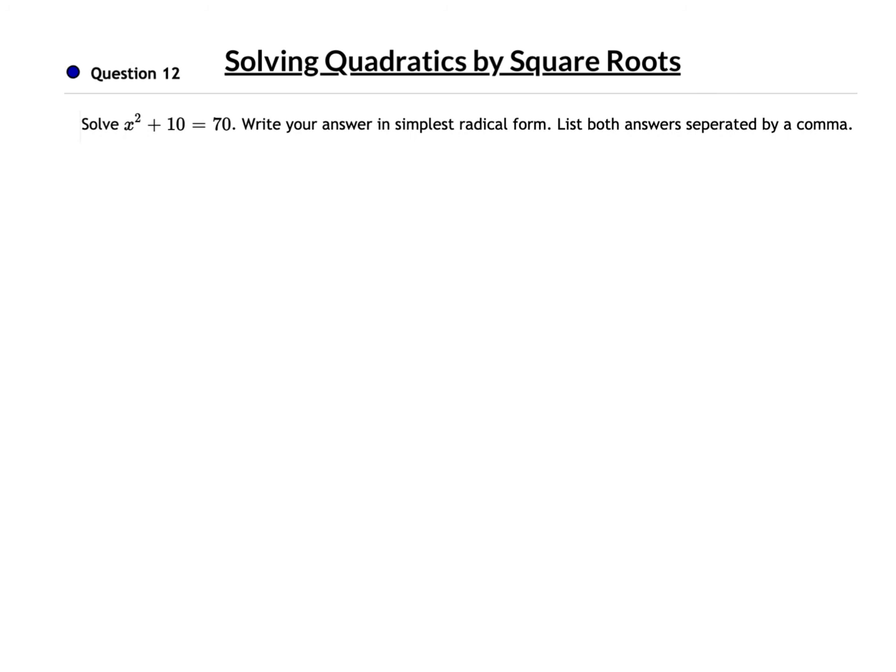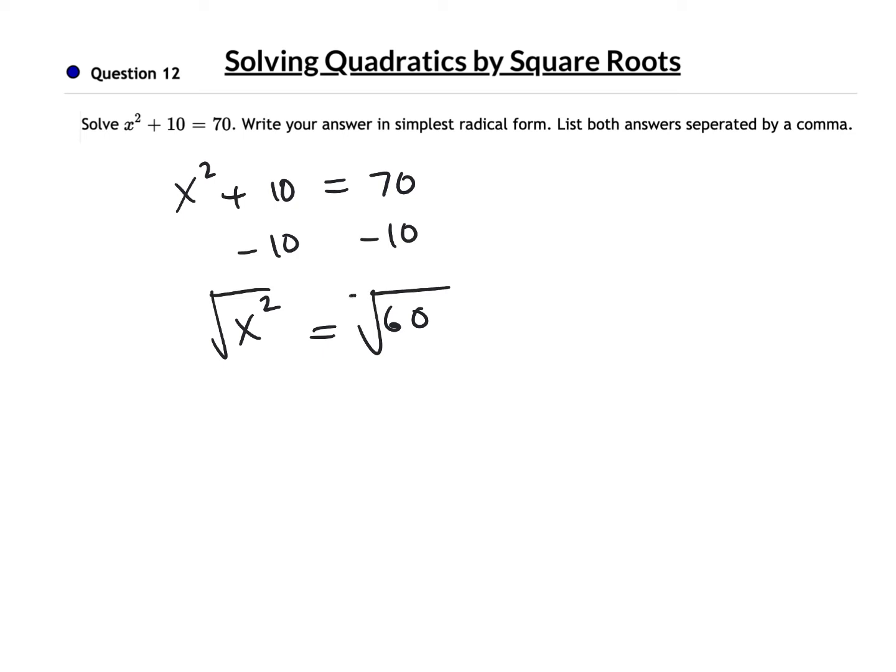Question 12. x squared plus 10 equals 70. We'll get that square by itself. Take a 10 off each side. x squared equals 60. Now to get x, we'll take the square root of both sides and put that plus or minus there. There's a perfect square in 60. It would be 4, 4 times 15. I can take the square root of 4 that goes out in front of the root.